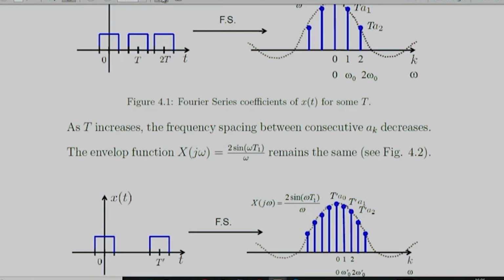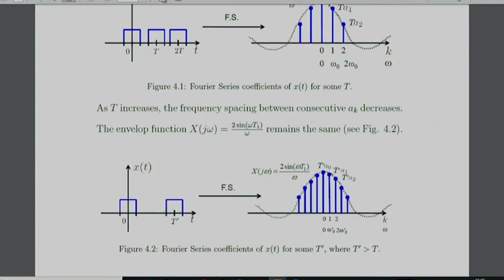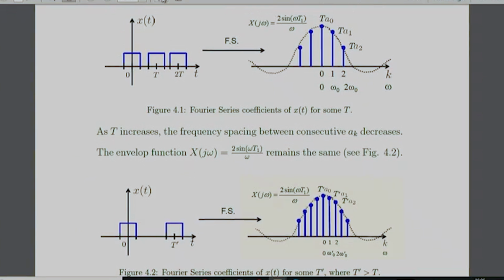So what happens is, as you increase T, the samples of this envelope curve get closer and closer together. Because the new omega naught, the new frequency, 2 pi over T prime, omega naught prime, is going to be smaller. Now, if you let T go to infinity, that new fundamental frequency goes to 0. These guys basically fill up the whole picture. And what you're left with is precisely that envelope curve, 2 sine omega t1 over omega.